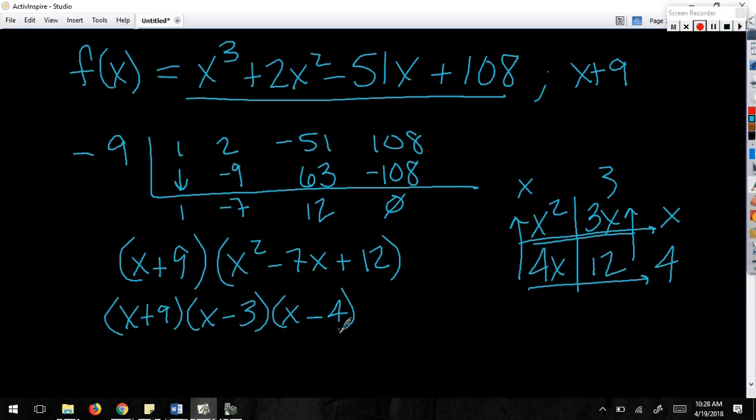Now, I want you to think about something with me for a minute, because this is where we're going to start tacking on the new stuff today. If I asked you to find the zeros, what would you do? Split them up how? Take x plus 9 equals 0, x minus 3 equals 0, and x minus 4 equals 0. Absolutely. These are the zeros.